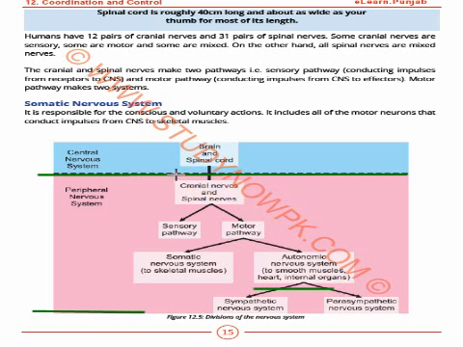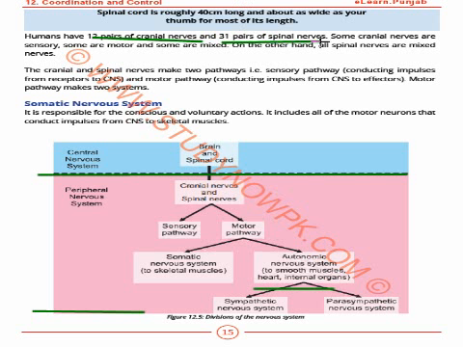We have 12 pairs of cranial nerves. Always remember about the cranial nerves. The cranium is the skull, a bony structure which contains the brain. The brain is enclosed in a cranium, so cranial refers to the area related to the brain. And 31 pairs of spinal nerves.